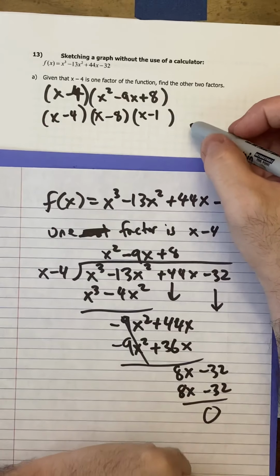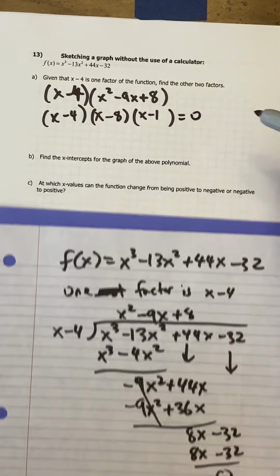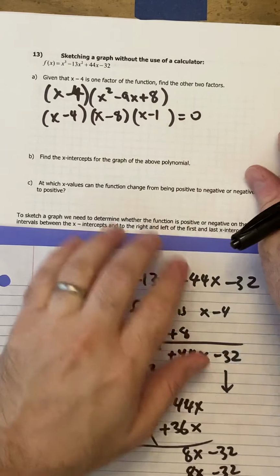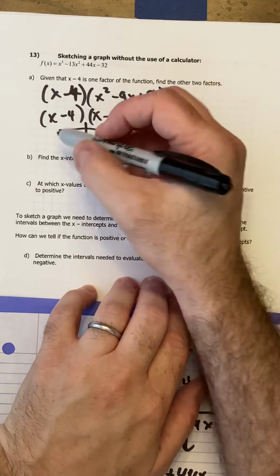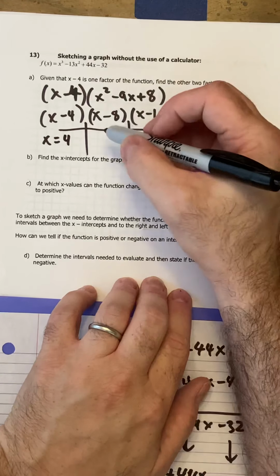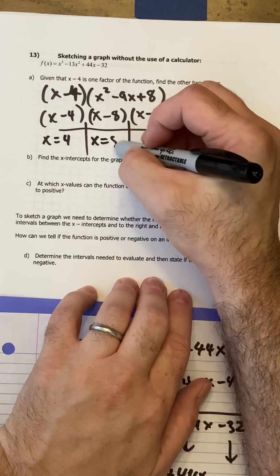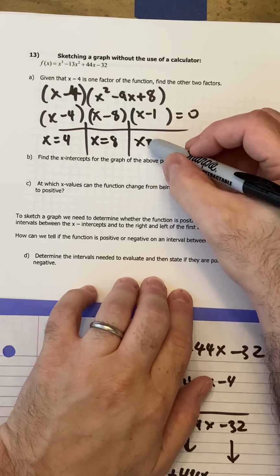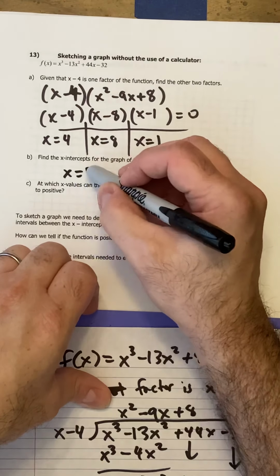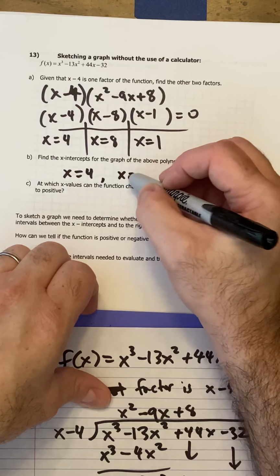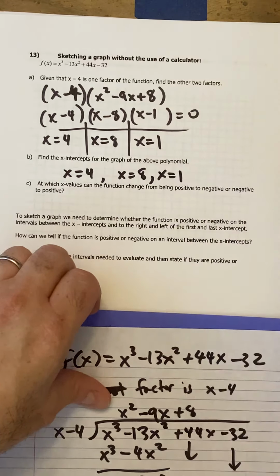And this whole thing, well, we can make it equal to 0. So we can now find the x-intercepts of this graph. So if we make this chart, we get x equals 4 is one of the x-intercepts, x equals 8 is a second, and x equals 1 is a third. So we have all of these x-intercepts.